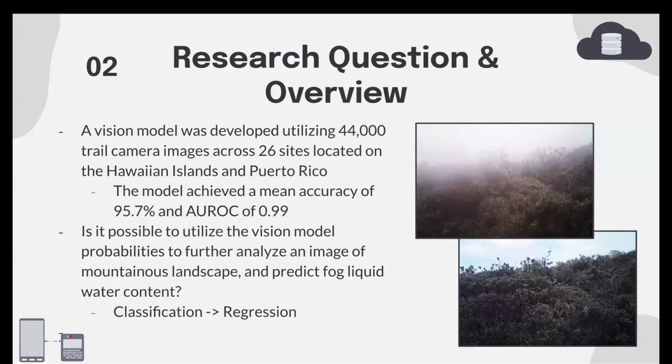As an overview, my mentor, Joe Nicolo, created a Python framework called Fog Vision, which was developed using 44,000 trail camera images across 26 sites. This model was quite successful, with a mean accuracy of 95.7% and an AUROC of 0.99. The research question I settled on was whether it's possible to use the vision model to further analyze the image of the landscape and predict the amount of liquid water actually in the fog. This turns the issue from a classification problem into a regression problem.